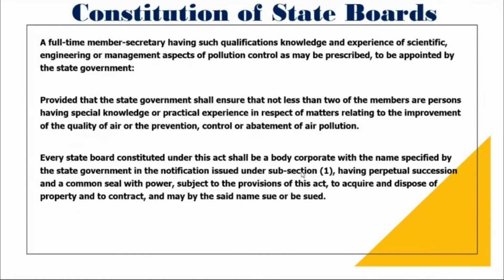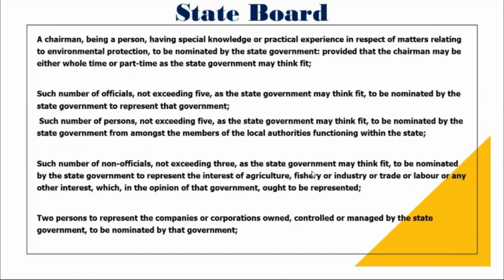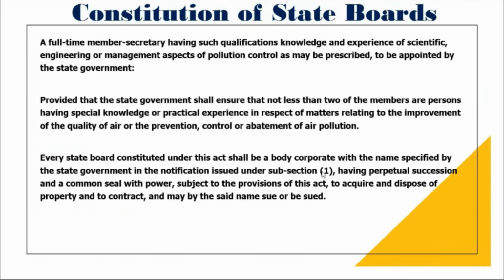And the last one is the full-time member secretary, having such qualifications, knowledge, and experience of scientific engineering and management. So these are all the 1 plus 5 plus 5 plus 3 plus 2 plus 1 scheme. There are 17 members of the state pollution control boards. Provided the state government shall ensure not less than two members having specific knowledge or practical experience in respect of matters relating to the improvement of quality and the prevention, control and abatement of pollution.